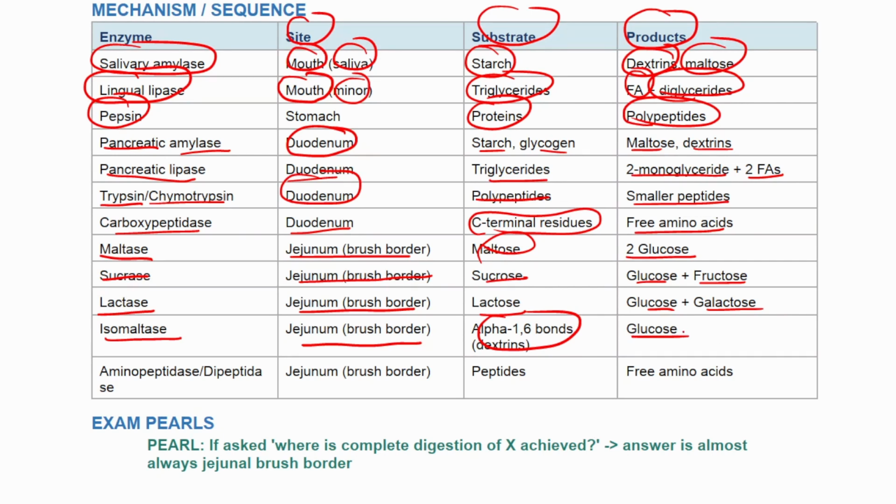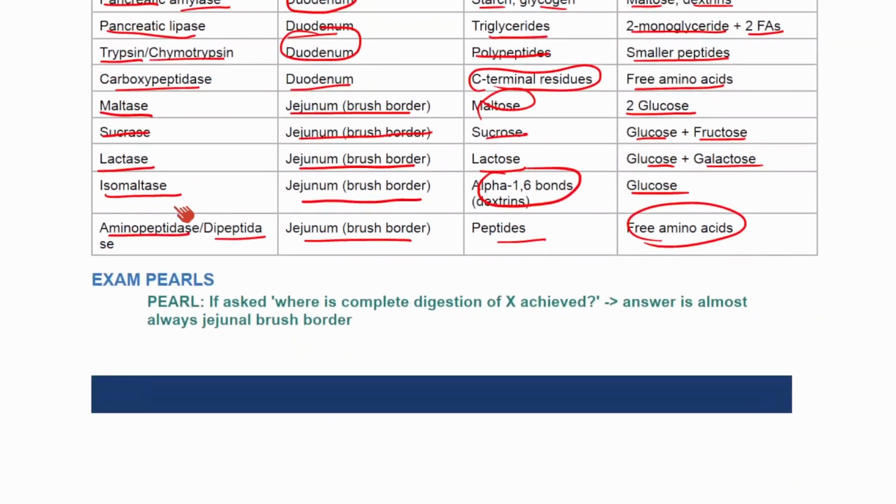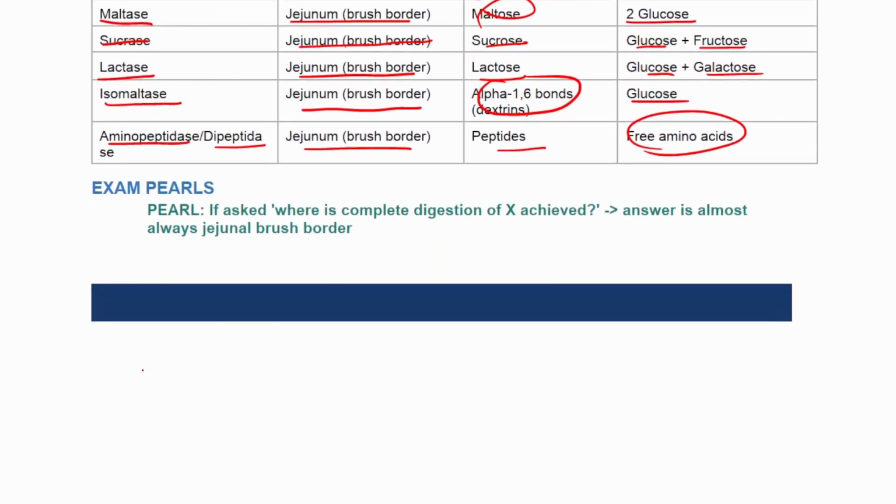Finally, the remaining peptide fragments must be processed into their individual building blocks right at the membrane edge to complete nitrogenous breakdown. Aminopeptidase and dipeptidase act on the jejunal brush border, targeting peptides to yield free amino acids. Now, before talking about the example, pay critical attention to the high-yield exam traps I'm about to tell you.